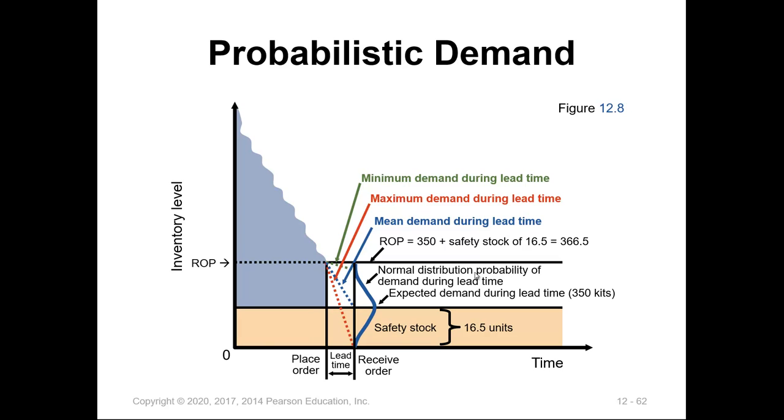Assuming that demand during lead time follows normal distribution, only the mean and standard deviation are needed to define the inventory requirements for any given service level. So if the expected number of kits needed during lead time is 350, as shown in the graph, for 95% service level, we can add safety stock of 16.5. Based on that, the reorder point will be 366.5.